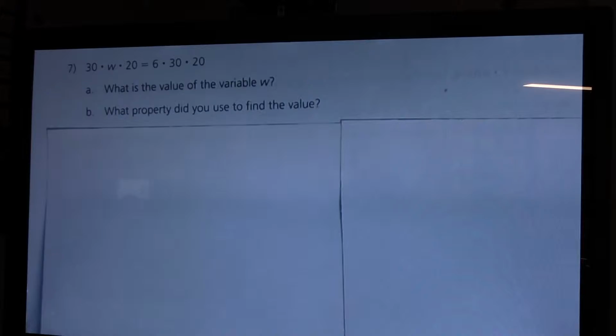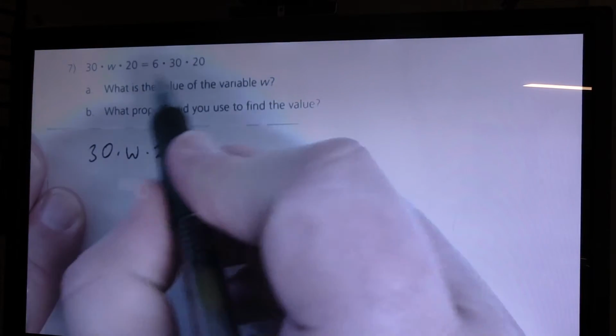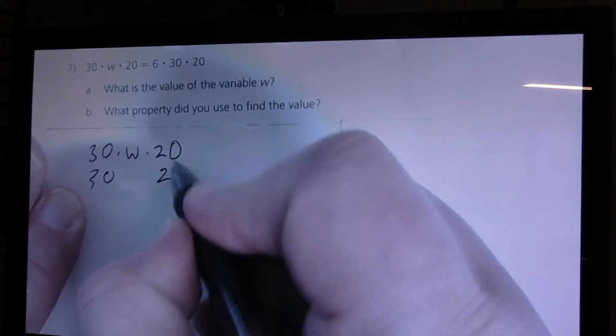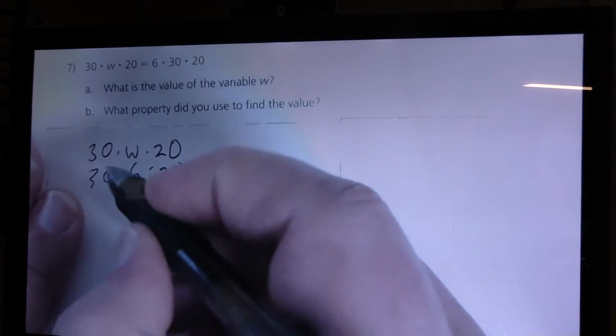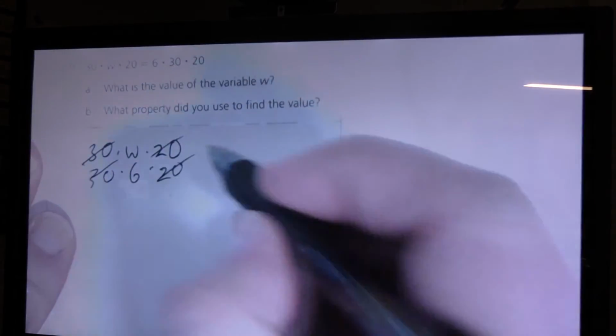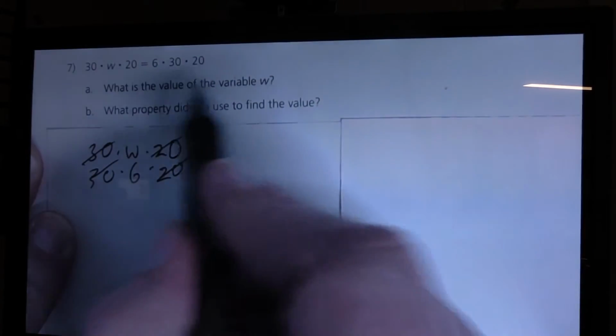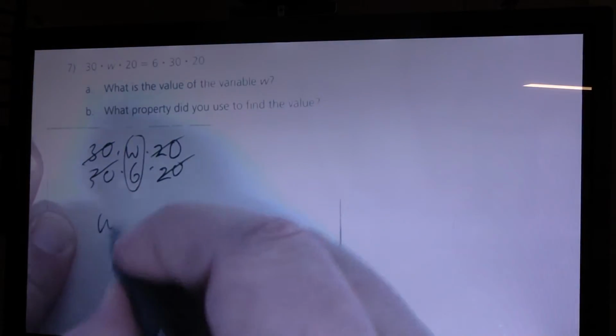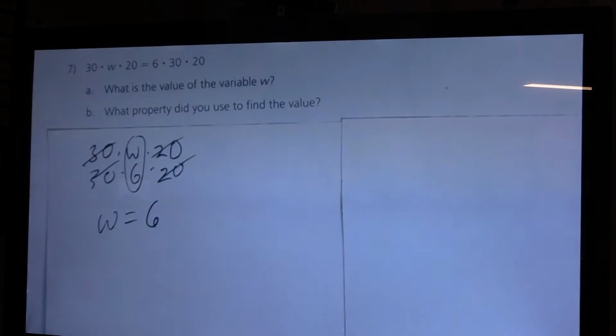All right, so I'm going to use the commutative property, and I'm going to move those around. So it starts out 30 times W times 20, and then I'm just going to line these up. So here I have 30, and here I have 20, and I'm going to move that 6 right here. And these could cancel each other out. So for this to be equal with this tells me that W is equal to 6. So using the commutative property, I moved factors around, and it did not affect the value at all, and I was able to see that W is equal to 6.